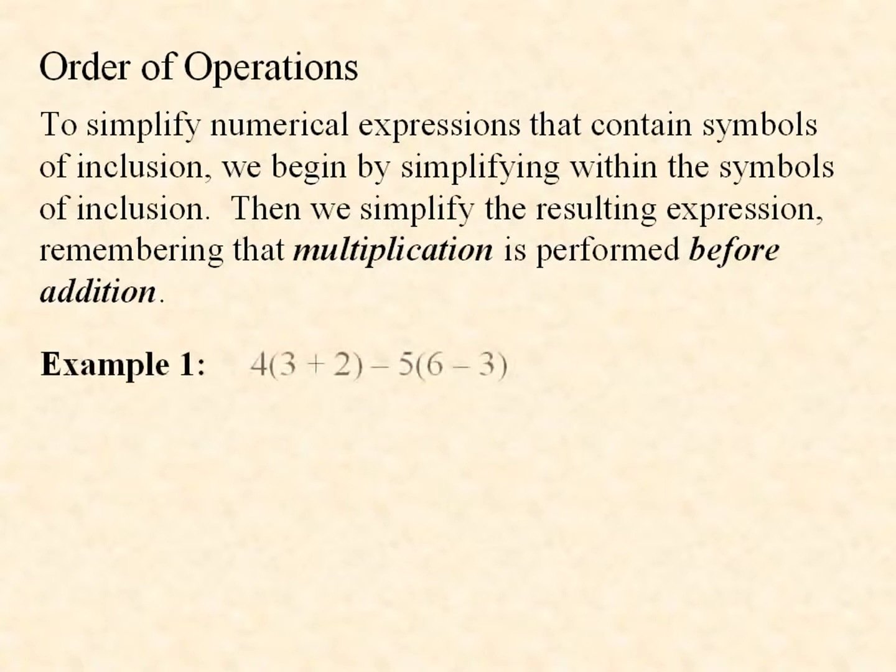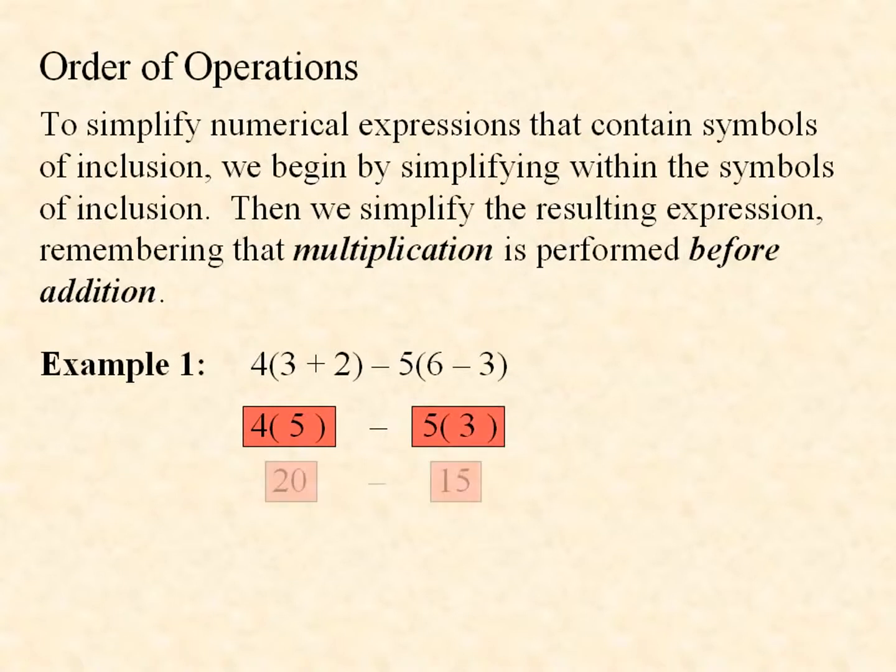Here's an example. 4 parentheses 3 plus 2 minus 5 parentheses 6 minus 3. We simplify within the parentheses. 3 plus 2 is 5, 6 minus 3 is 3. Then we do the multiplication. 4 times 5 is 20, and 5 times 3 is 15. We do not have to rewrite this as an addition problem, it's rather obvious. It's 20 minus 15, so it's 5.